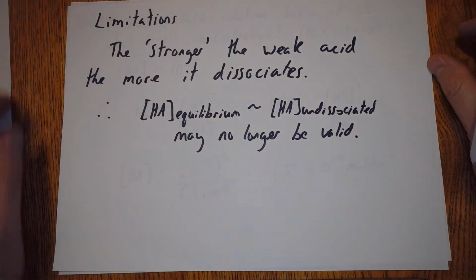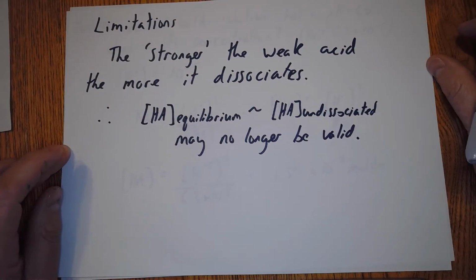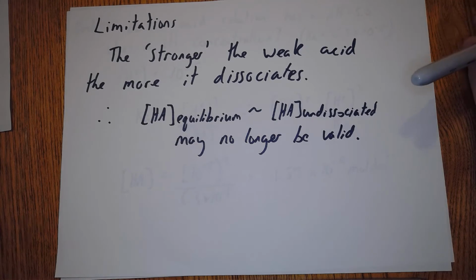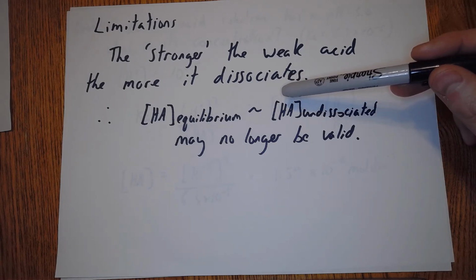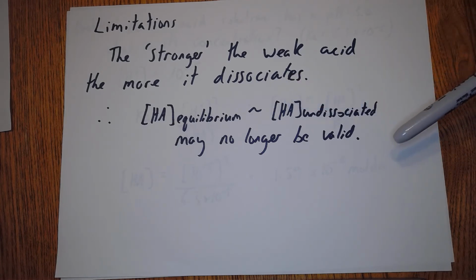So what's the limitations of this? Well, the biggest limitation is when you have a stronger weak acid. I don't mean a strong acid that completely dissociates, just a weak acid that dissociates more than some of the other weak acids, because then it's really pushing it to say that at equilibrium the concentration of HA equals the concentration of what it was undissociated, and so mathematically that starts to fall down then.